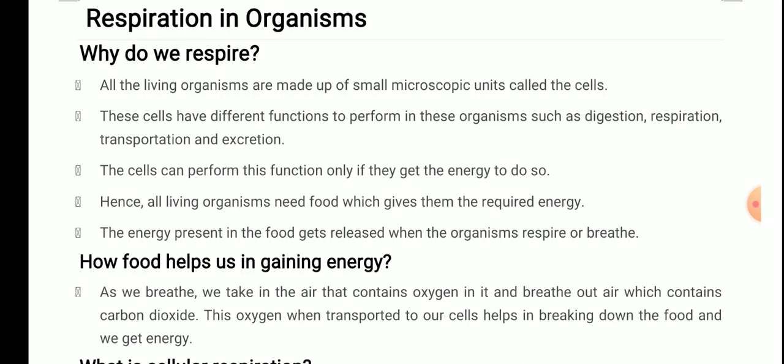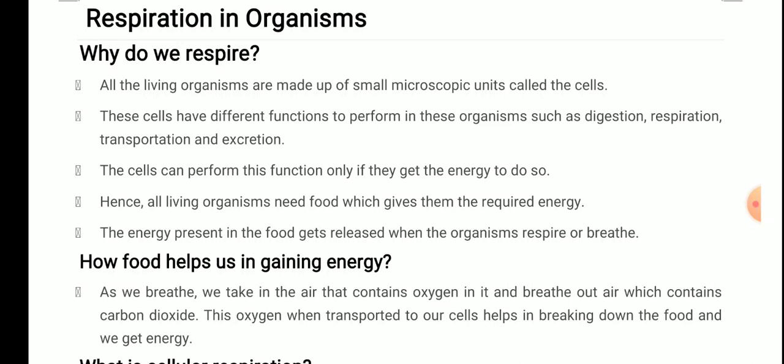Okay, so these perform different types of function like digestion, respiration, transportation, excretion, all are because of cells. They are different kinds of cells. Each and every cell has its own function, and it may be same or it may be different. Okay, so this is what, that all living organisms are made up of small microscopic units called the cells. The cells have different functions to perform like digestion, respiration and excretion.